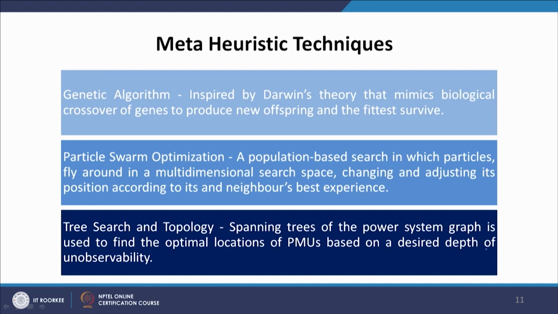And the tree search and topology method also uses spanning trees of the power system graph to find the optimal locations of PMUs based on a desired depth of unobservability.